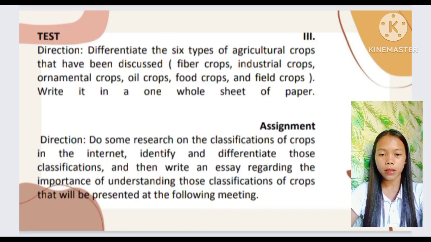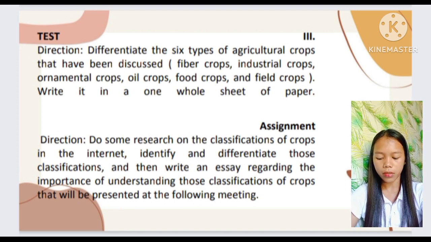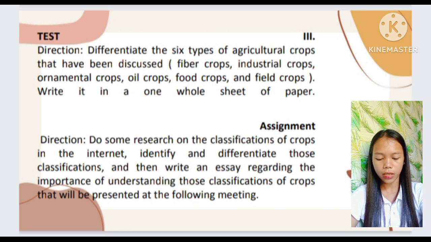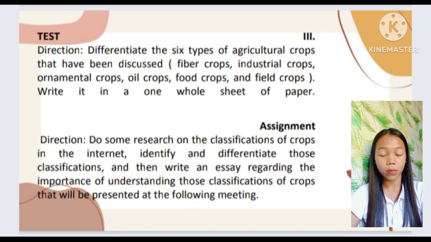For test 3, differentiate the 6 types of agricultural crops being discussed, namely the fiber crops, industrial crops, ornamental crops, food crops, and the feed crops. And for the assignment, do some research on the classification of crops on the internet, identify and differentiate the classifications, and then write an essay regarding the importance of understanding those classifications of crops that will be presented at the following meeting.